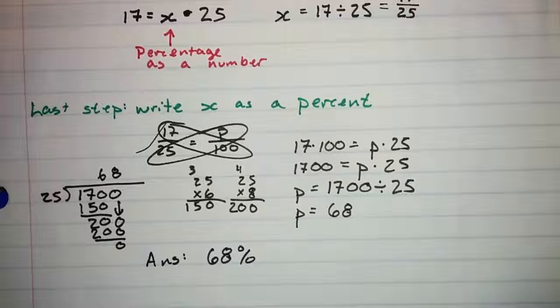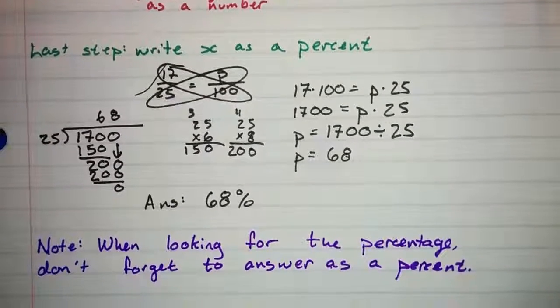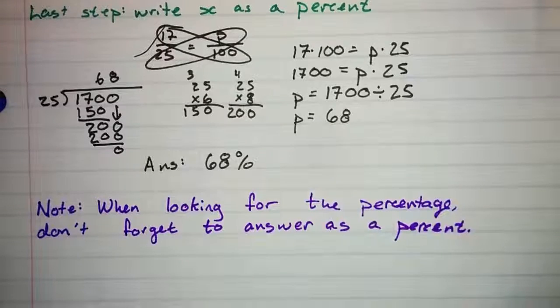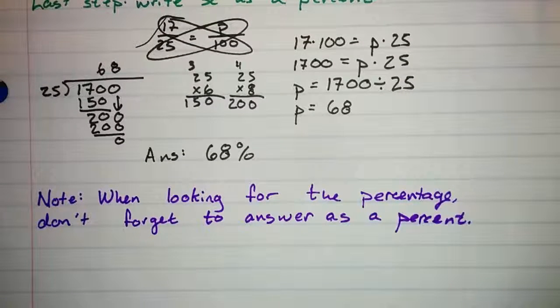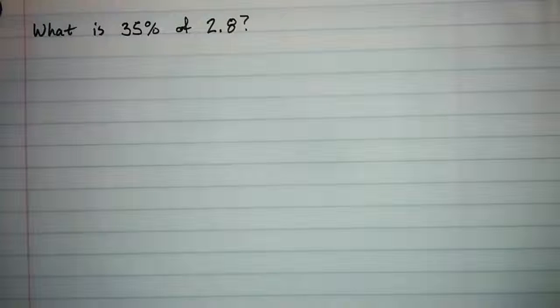You may have noticed that this was a little bit more involved than the last two. When you're looking for the percentage, do not forget to answer as a percent. If you find that you regularly forget that, the proportion may be a better bet. Let me give you one of these to try. What is 35% of 2.8? Pause the video and try this now.